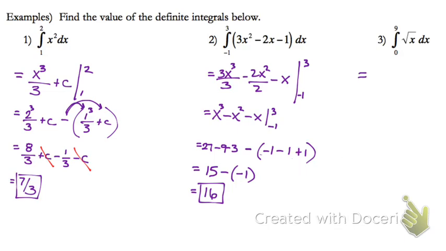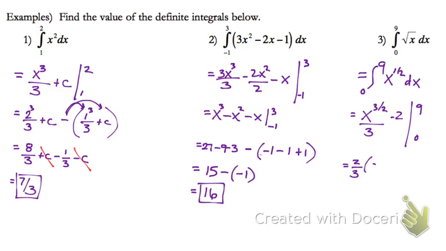For example 3, we have x to the 1/2. So this is the integral from 0 to 9 of x to the 1/2 dx. So again, taking the integral, if I bump up my exponent by 1, that would be x to the 3/2 over 3/2. I'm not going to write my c because I know this is a definite integral. I'm just going to evaluate from 0 to 9. So this is 2/3 times 9 to the 3/2 minus 2/3 times 0 to the 3/2.